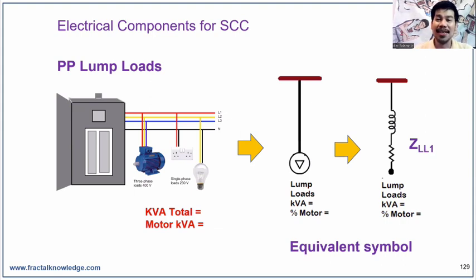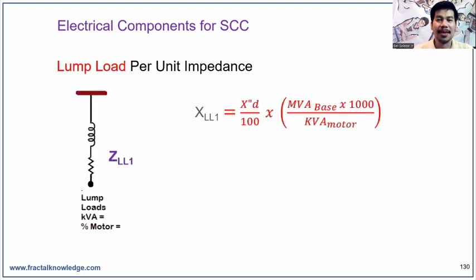Here is the impedance equivalent symbol for the power panel where loads are combined. Just as I presented a while ago, here's the formula to use for lump load. The reactance of the lump load is first computed before the resistance and the impedance. The formula is reactance XLL equals subtransient reactance X''d over 100 times the MVA base times 1000 divided by the motor kVA rating. Okay? That's the total motor kVA.